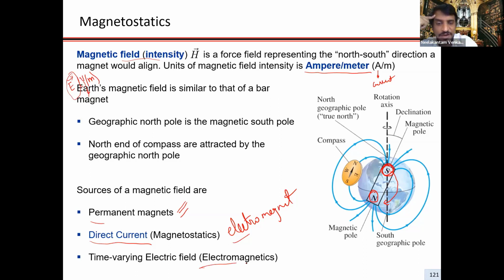Then comes the last part, where we can create a magnetic field that is changing with time by simply having an electric field that is changing with time. A changing electric field will cause a magnetic field, which is the interplay of electric field and magnetic field together. That leads into a new science called electromagnetics, the coupling of electric and magnetic together.